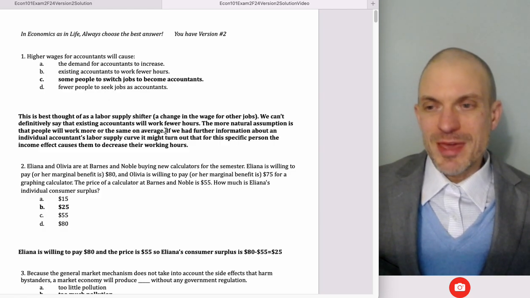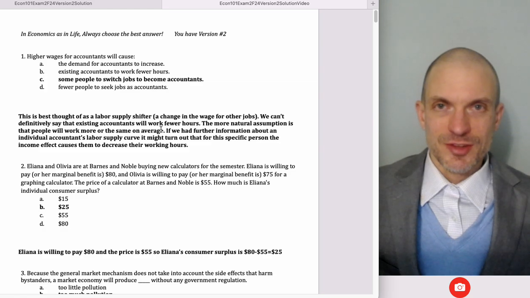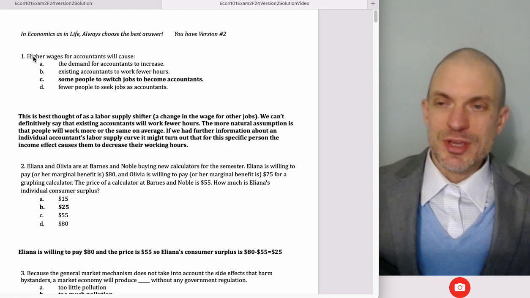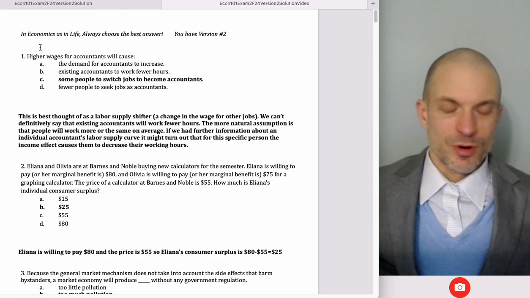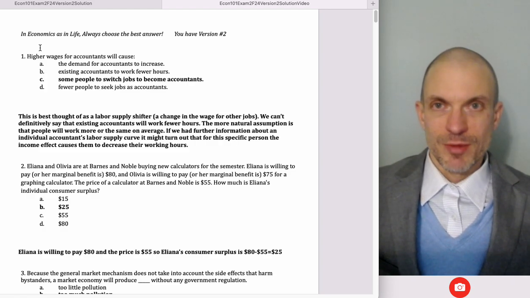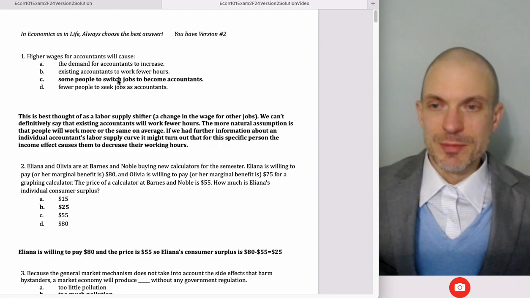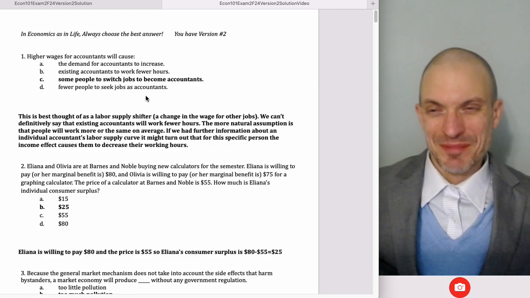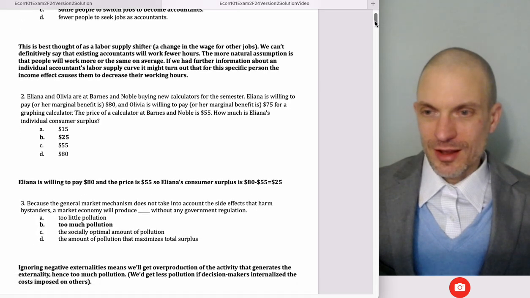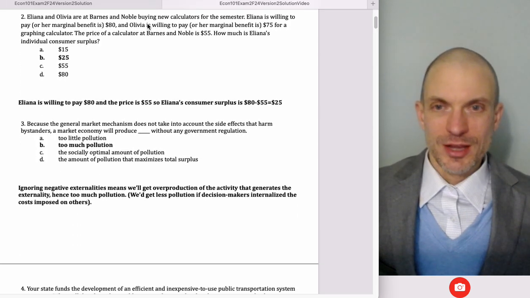Existing accountants will work fewer hours. Well, maybe, but we'd have to make assumptions about income effect and substitution effect. The more natural answer is some people have switched jobs to become accountants. We could think of this as a change in the wage of one career, which is a labor supply shifter in the market from other jobs. And so people will switch jobs to become accountants. Fewer people seek jobs as accountants? Yeah, probably not.